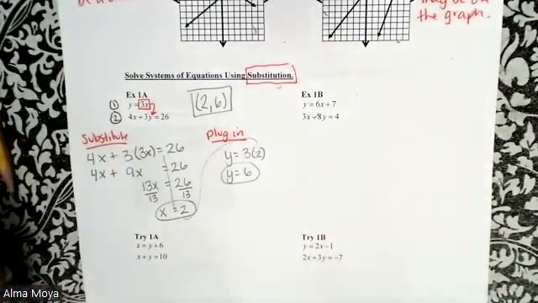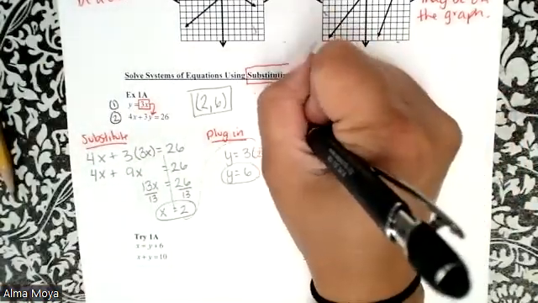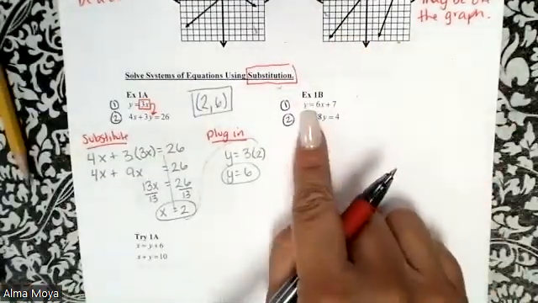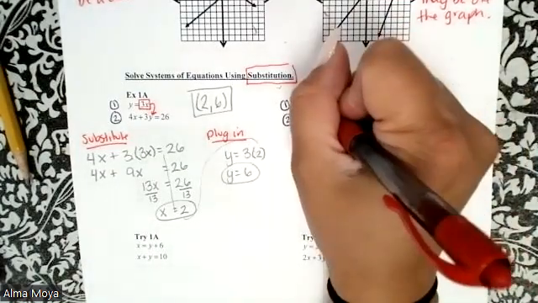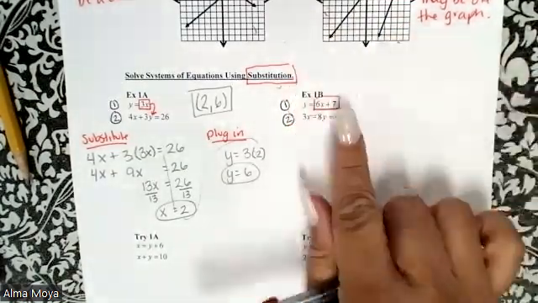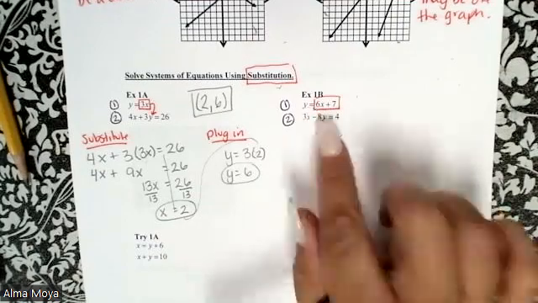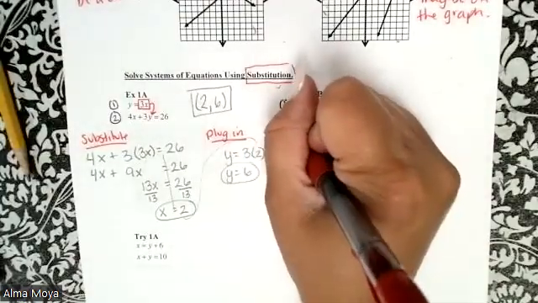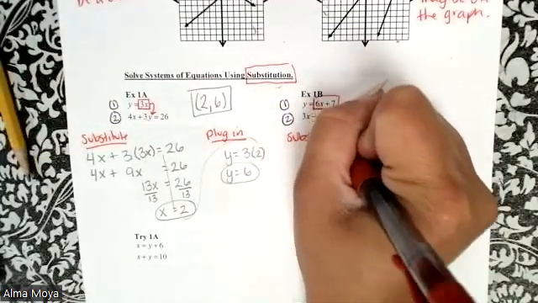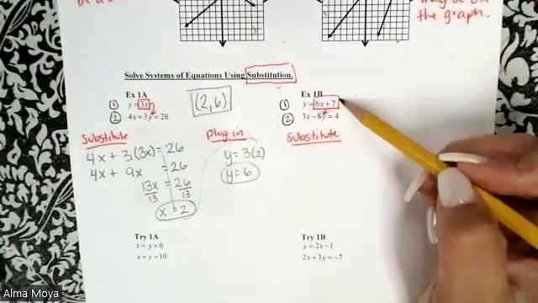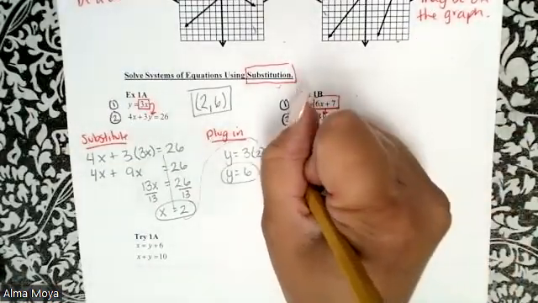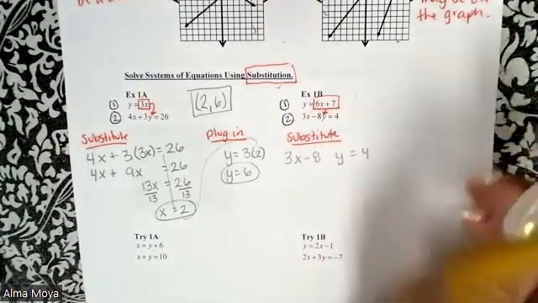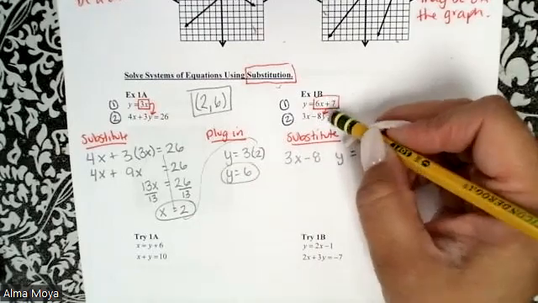All right, let's go on to example 1b. Here is equation 1, here is equation 2. Equation 1 says y equals. So perfect. I'm going to plug all this good stuff, the 6x plus 7, into the y of the second equation. So first step is going to be to substitute. I'm going to write the second equation, which says 3x minus 8y equals 4. Now I'm going to plug equation 1 into equation 2.